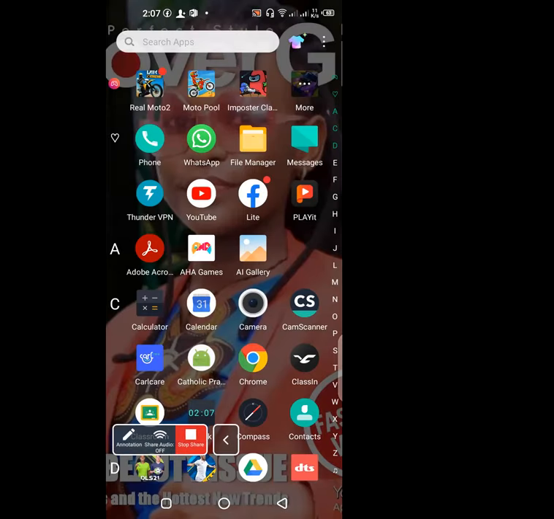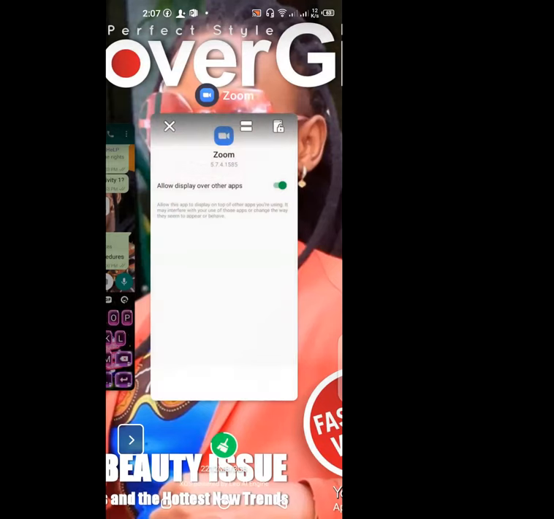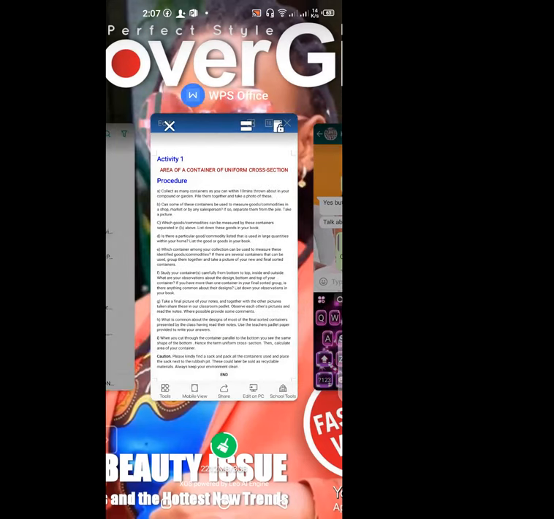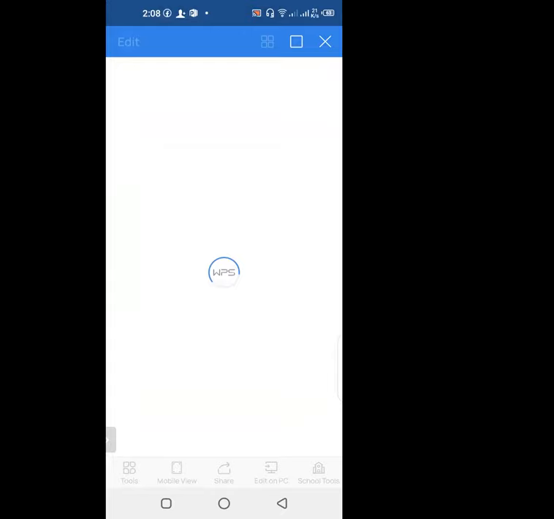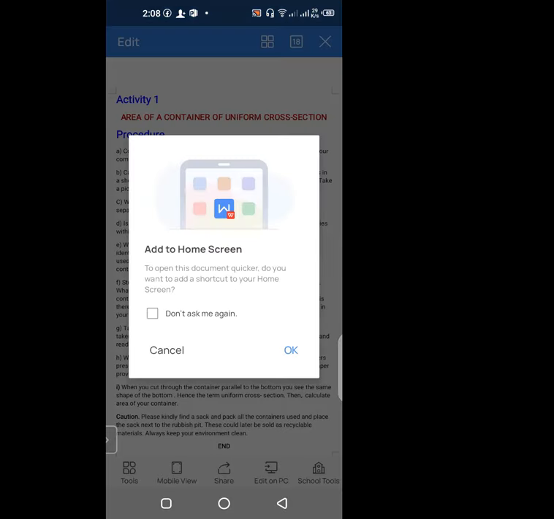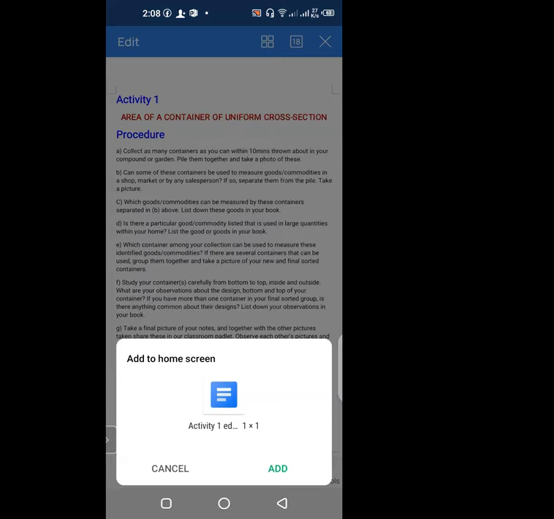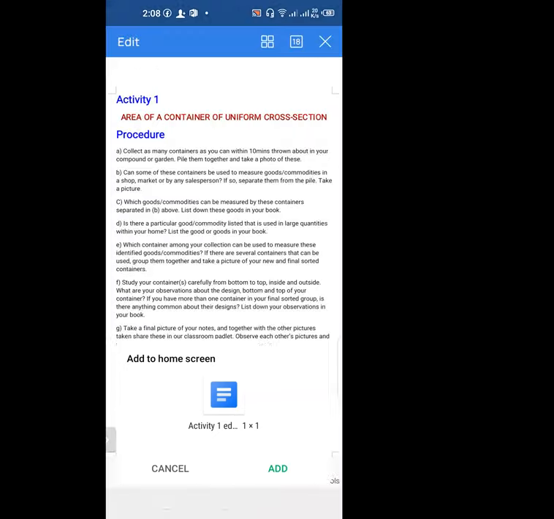Are you able to see my screen, friends? Yes. Okay, that is great. So don't look at any other thing, just look at the activity. Is it okay? So this one is going to be our activity for today, the first activity that we are going to call out.